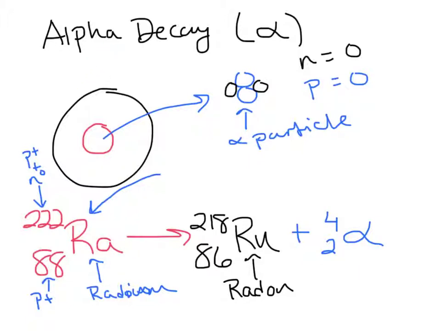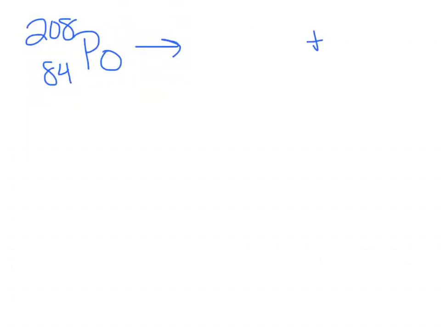And so what I'm going to do is create a new slide, and give you a problem to work on. Let me write it out real quick. If I have this element called polonium 208, and it has an atomic number of 84, and it goes through alpha decay and turns into something that you're going to have to figure out.